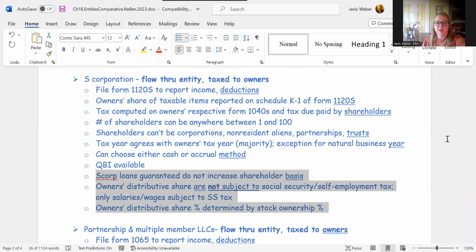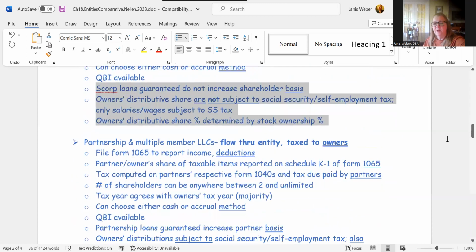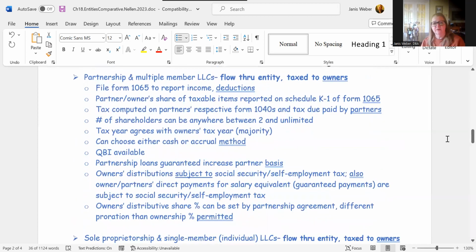Okay, all right. So let's go to partnerships then. By the nature that they are considered partnerships, multiple member LLCs and LLPs are treated the same as a partnership. So even if it says limited liability company, it's still going to be taxed as a partnership. It's a flow-through entity, tax to the owners, much like we just discussed with the S corporations, but it's not a corporation, it's this partnership.